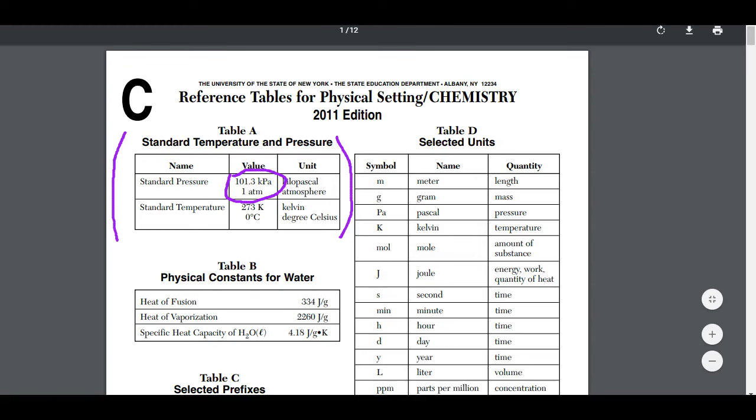And for standard temperature, 273 Kelvin, of course, is 0 degrees Celsius. However, remember with the combined gas law, your temperatures always have to be in Kelvin.